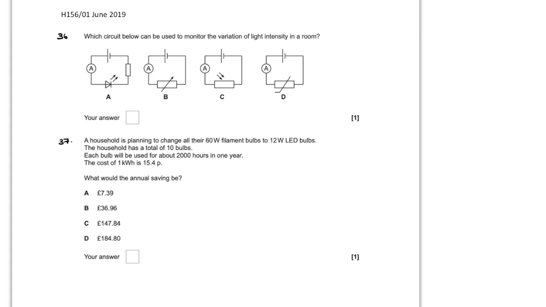We're going to start off with June 2019 paper 1, which is the AS paper, H156. So let's dive right in. The first question is, which circuit below can be used to monitor the variation of light intensity? For light intensity we need an LDR, and that happens to be option C.